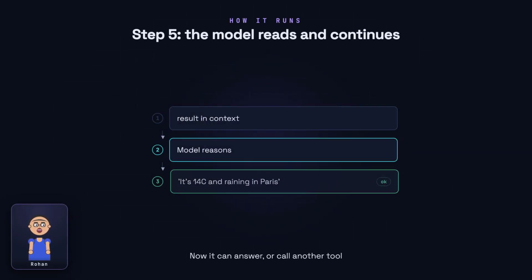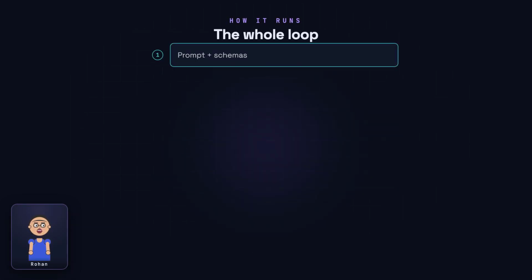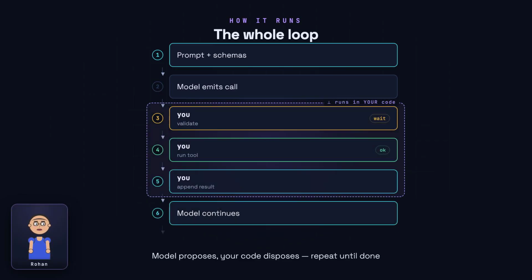Step 5. The model reads the tool result, now sitting in its context, and continues reasoning. It might phrase a final answer for the user, or decide it needs another tool call. That's the loop. Here's the full picture. The model proposes, your code disposes. The boxed steps, validate, run, append, all happen in your runtime. The key insight for reviewing code: the model never executes anything, it only ever emits text describing a call. If a pull request lets the model's output run directly, that's a red flag.